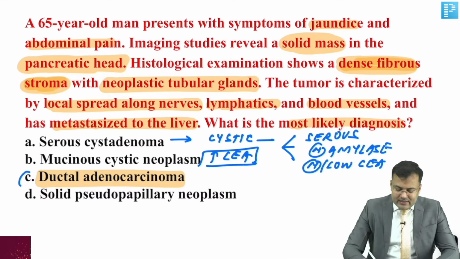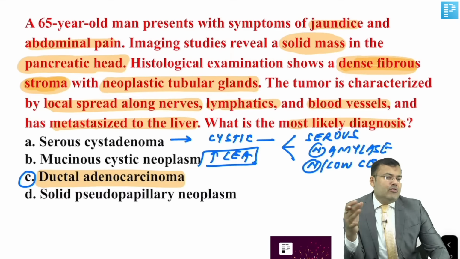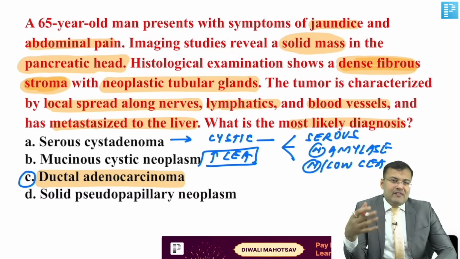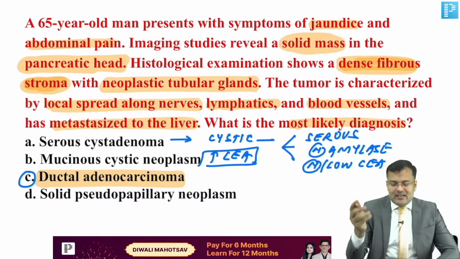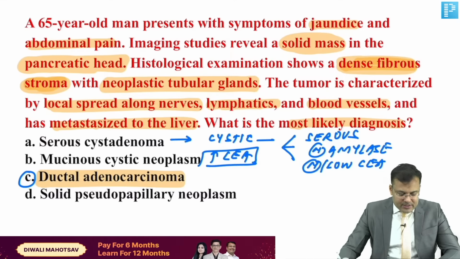So, what is the correct answer here, guys? See, let me tell you, we are again expecting one question on carcinoma pancreas in this exam. So, correct answer is option C.